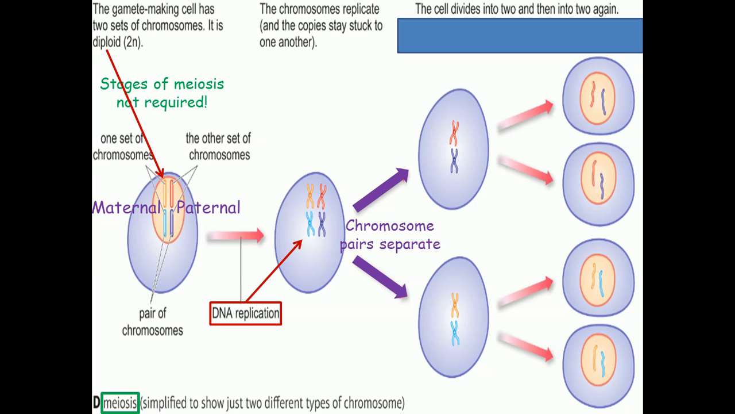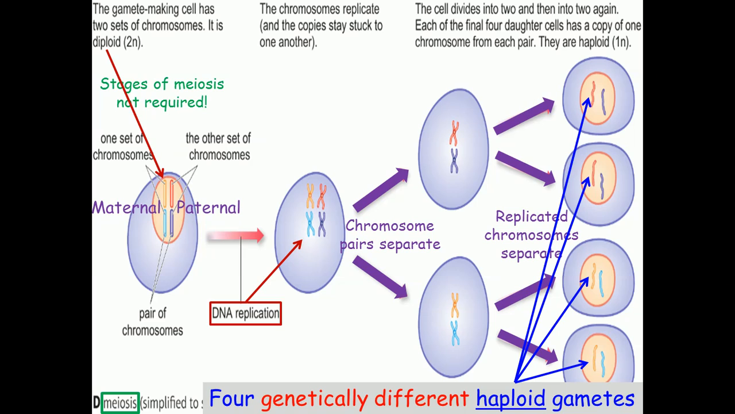Where meiosis is different is that there is a second cell division, and this time the replicate chromosomes separate, which is similar to mitosis. And because there are two cell divisions, we end up with 4 genetically different haploid gametes. These cells are haploid, which means that they contain one copy of each chromosome. The DNA is also different, which means that these gametes are genetically different.